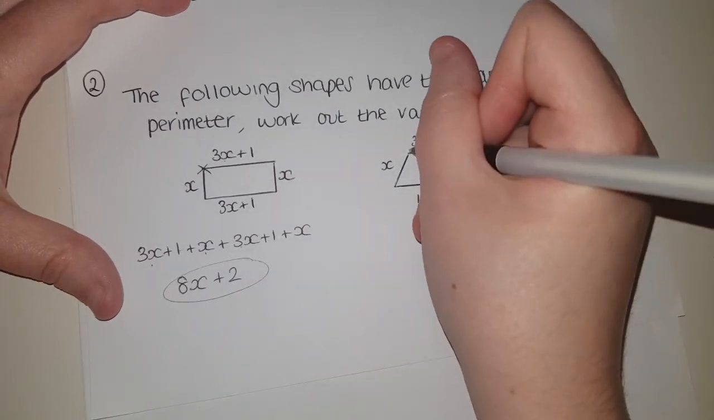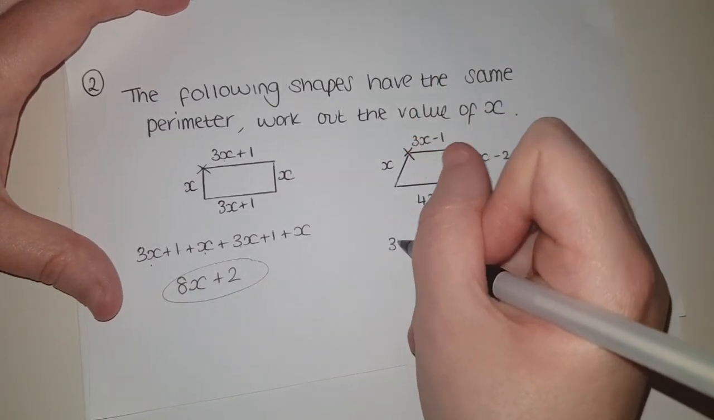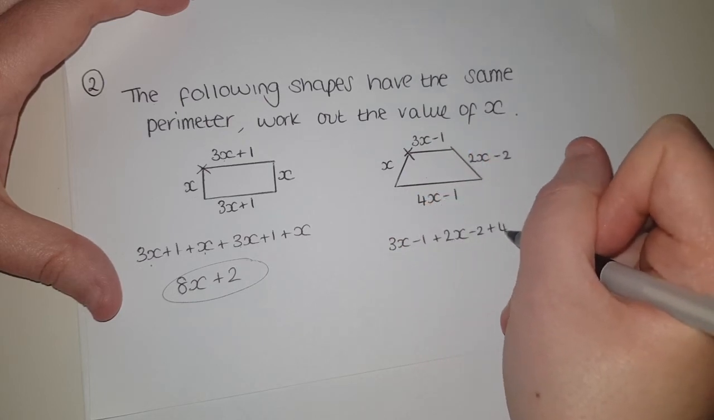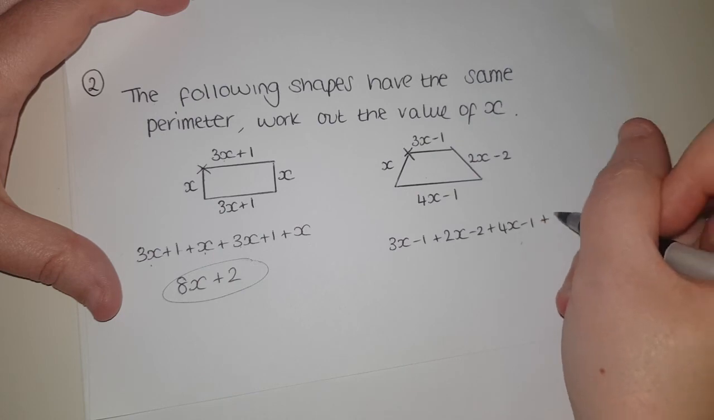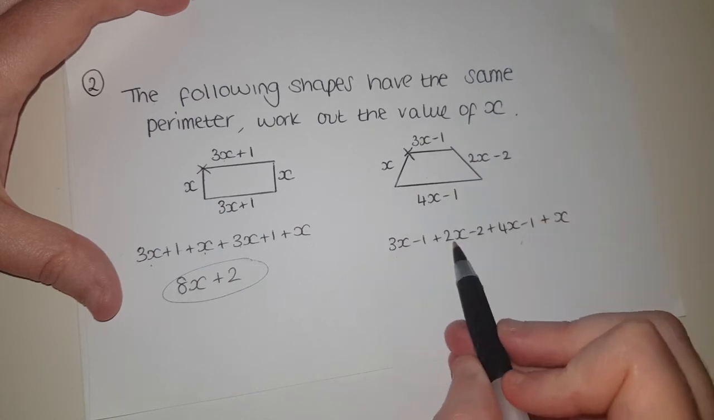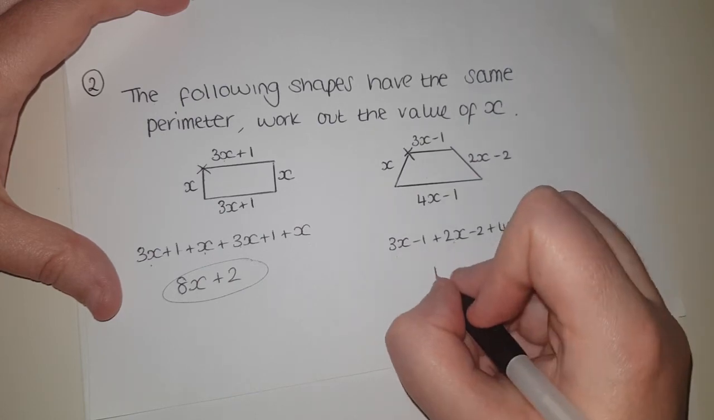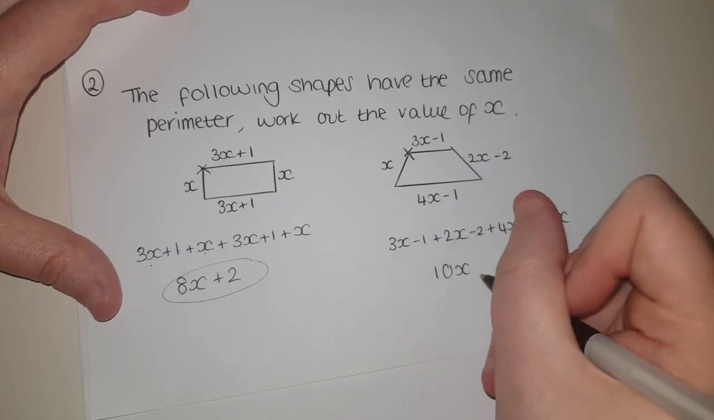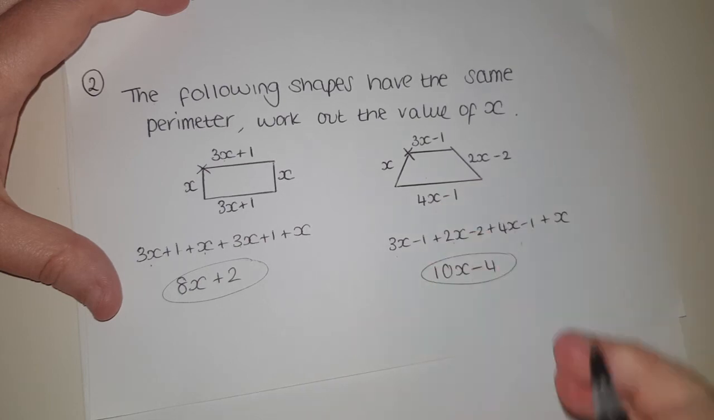I'm going to do the same here. I'm going to start on this corner. So I've got 3x minus 1, 2x minus 2, 4x minus 1, and x. So that gives me 3, 5, 9, 10x altogether. Minus 1, minus 3, minus 4. So I've got an expression for this one.